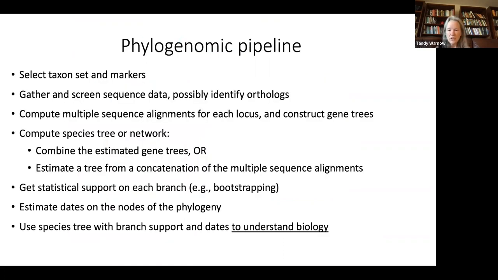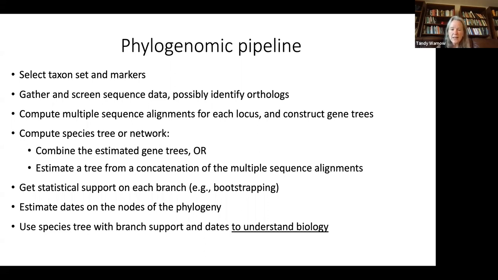I'm going to be talking about certain steps in a phylogenomic pipeline, which begins with deciding what question you're trying to answer and collecting your data and annotating your genomes, figuring out perhaps what the orthologs are, estimating multiple sequence alignments for every gene, which is to say every locus, getting gene trees, constructing the species tree, or if you think there's horizontal gene transfer or hybridization, constructing a phylogenetic network. Then from that analysis, you try to get statistical support, you try to get dates, and then with all that information, you now try to understand biology.